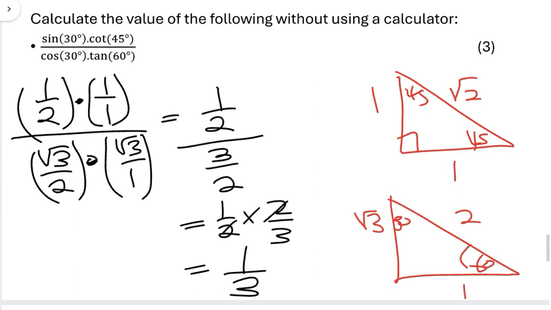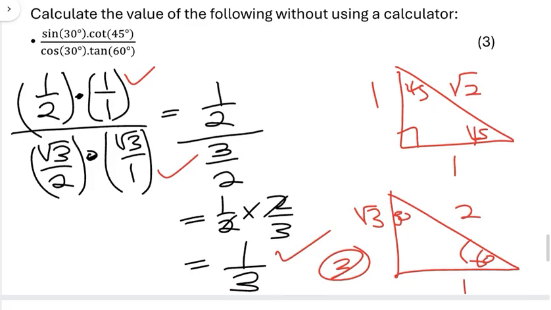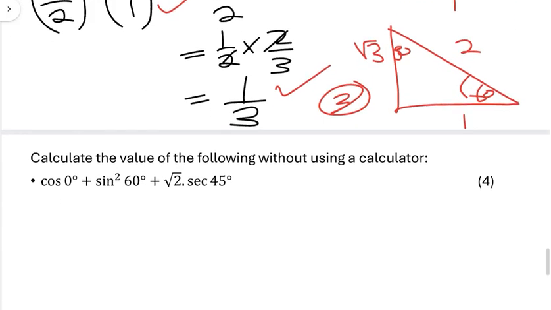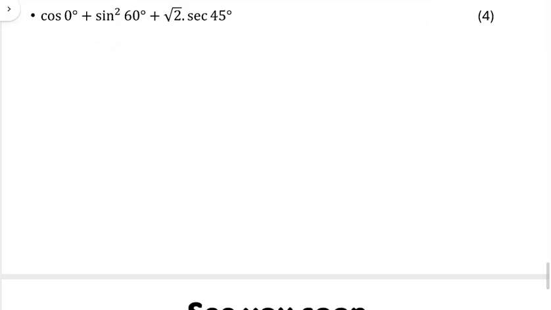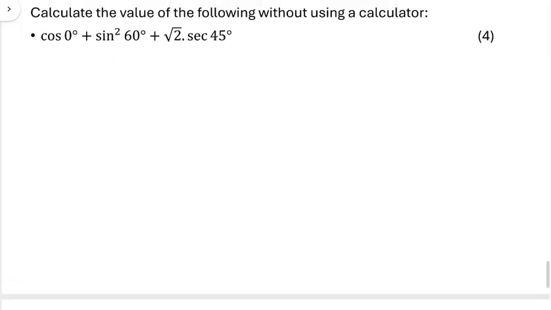But you can use your calculator to get this one again. It's out of 3, so I think there will be 1 mark for the numerator, 1 mark for the denominator, and 1 mark for the answer to get 3 marks. Okay, so let's move to, I think this will be our last example. Let me quickly check. Yes, this will be our last example.